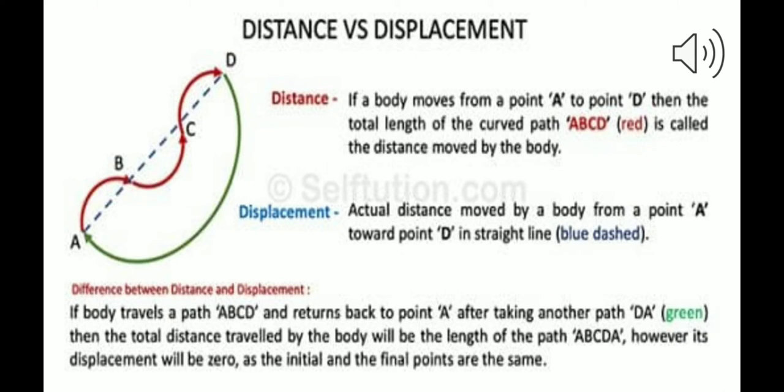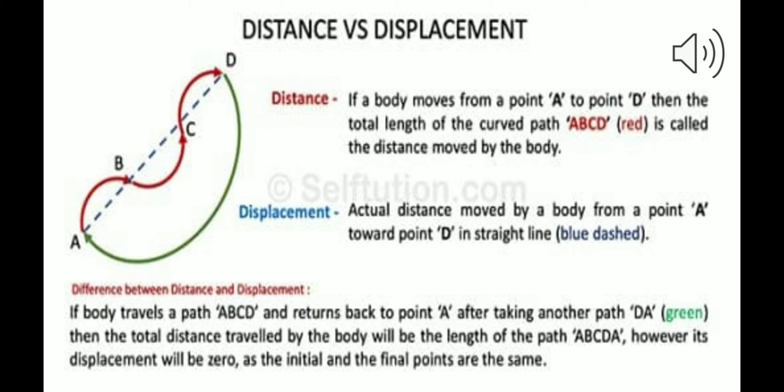When a body is moving, suppose a body is moving from A to B. So the distance covered by the body is the measurement of the length of A and B. Whatever is the length between A and B, if that is measured, that is the distance moved by the body. And displacement? Displacement is change in position from final position to initial position.